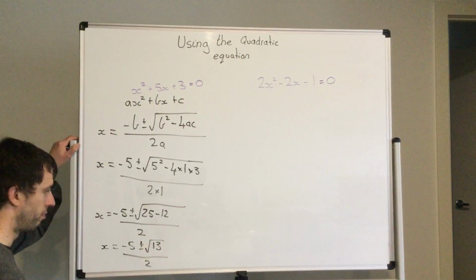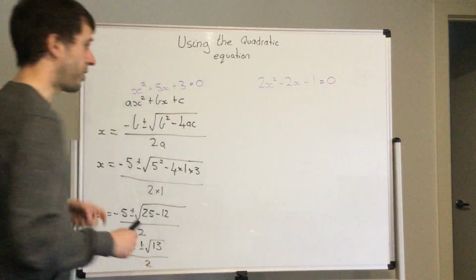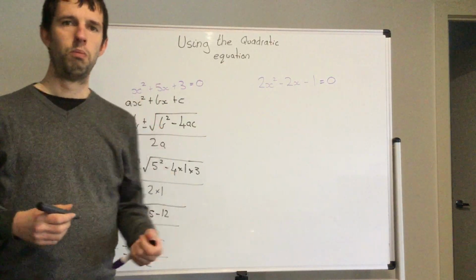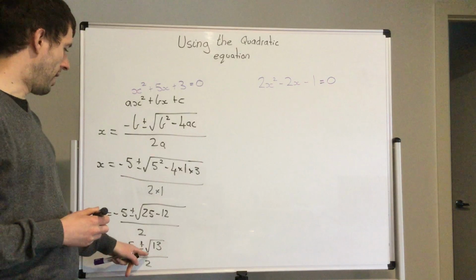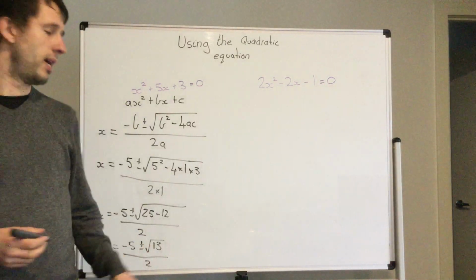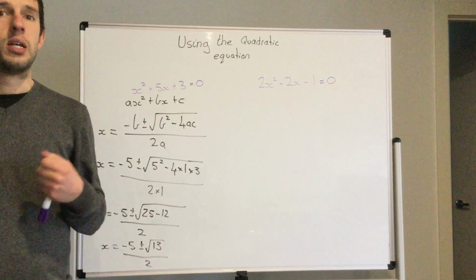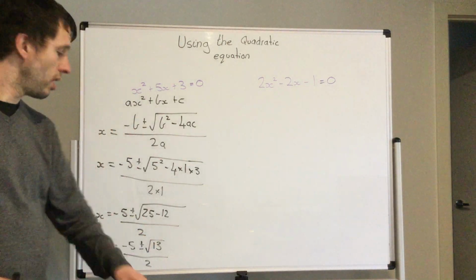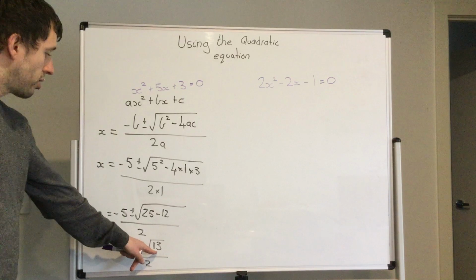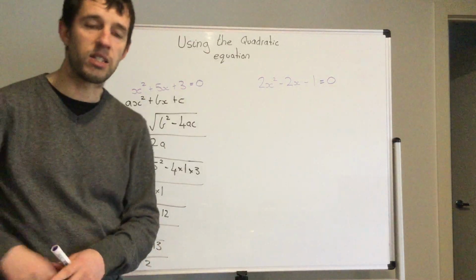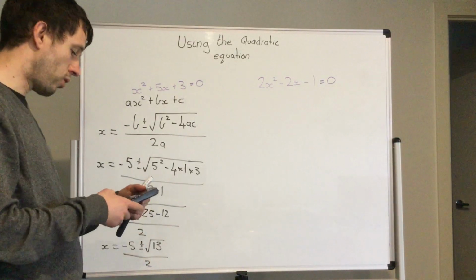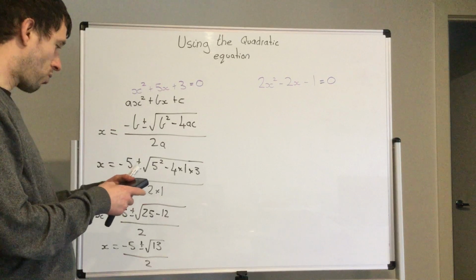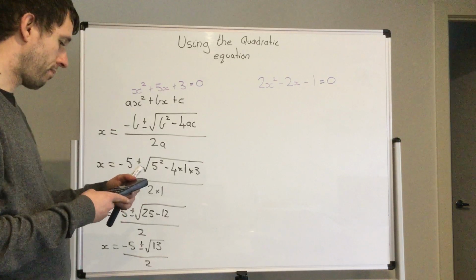So far I've got x equals negative 5 plus or minus the square root of 13 divided by 2. Now, if we're thinking about what we learned in terms of if the square root number is less than zero or equal to zero, then we've just got one. But in this case, we're going to be having two x values. So I'm just going to be doing the square root of 13.